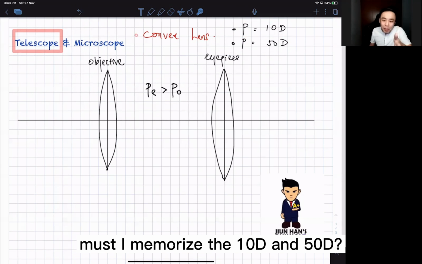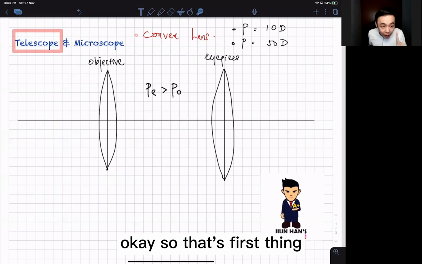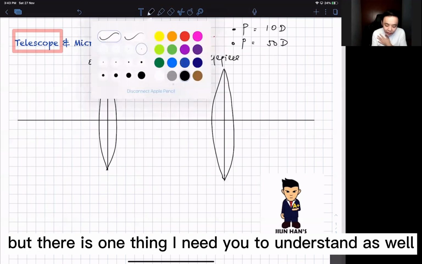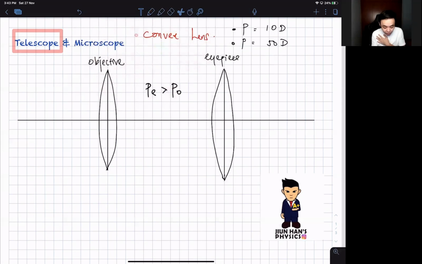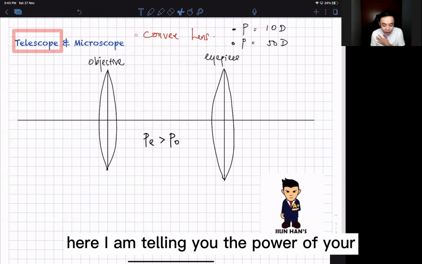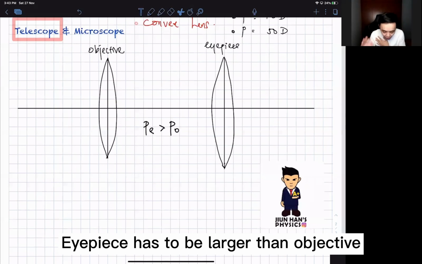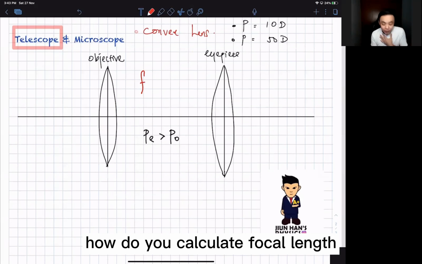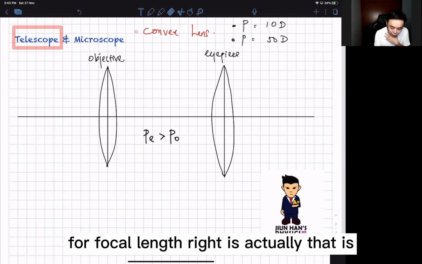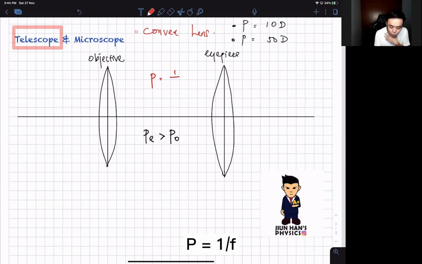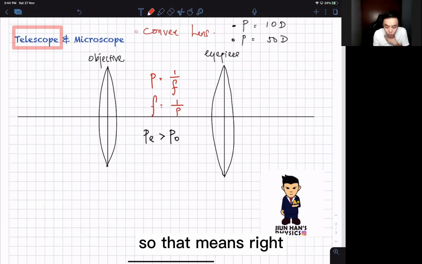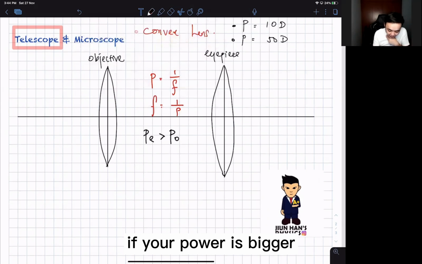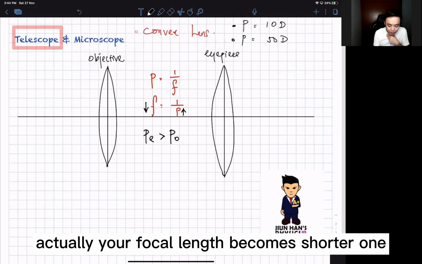So must I memorize the 10 and 50? Not necessarily. That's the first thing. But there is one thing I need you to understand as well. I'm telling you the power of your eyepiece has to be larger than the objective, but how do you calculate focal length? Power equals 1 over f, so f equals 1 over power. That means if your power is bigger, your focal length becomes shorter.